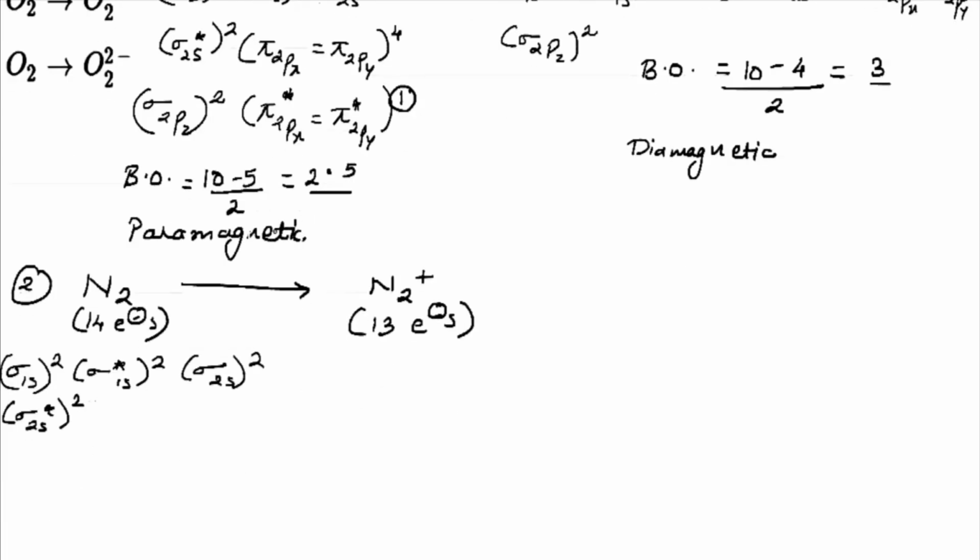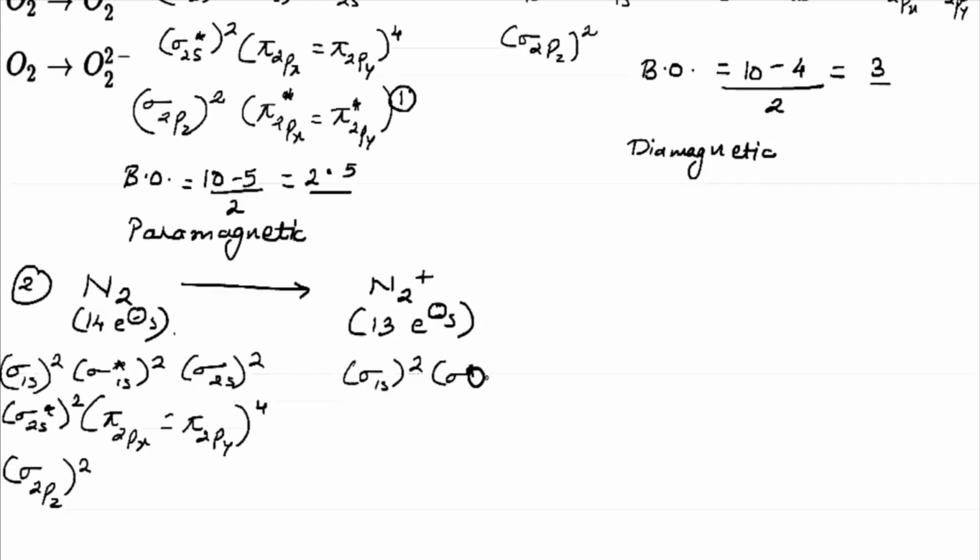So since it's N2, you would be having your pi 2px equal to pi 2py, the total of 4. So that makes it 12. And there are 2 more electrons which will get accommodated in sigma 2pz. Done. Next, 1 electron less. That means sigma 2pz1 it is going to be. Let us just complete this.